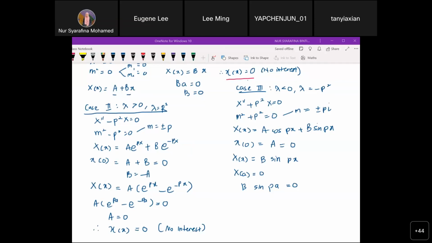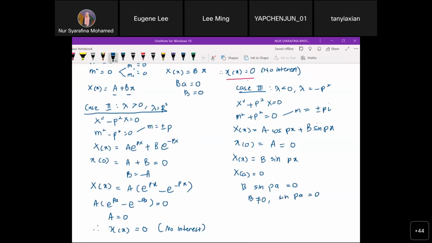Yes, of course, we didn't know the value, but if you choose B equals 0, then we will have no interest also for this case. Then what's the point? We want to find the solution, right? Because case 1 and case 2 have no solution, we have to make sure that this P cannot be 0, then we choose sine PA. So B cannot be 0, then sine PA equals 0.